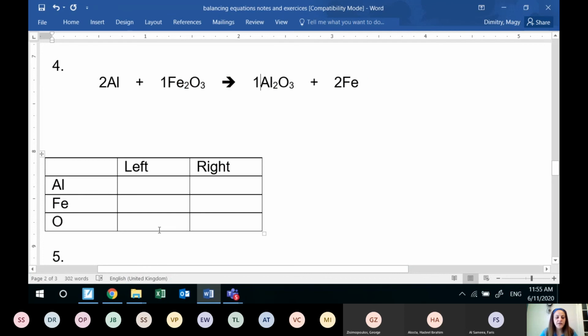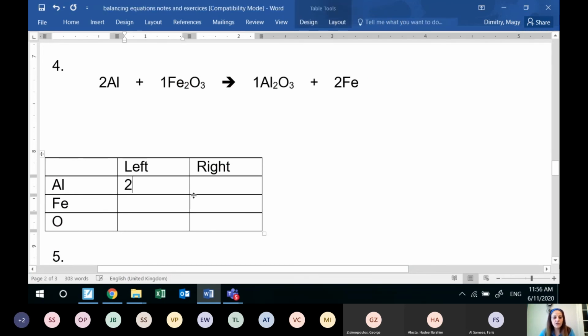If you want to use this verification tool, you can use it now. You say, okay, check. Left, I have 2. Now I have 2. Iron, now I have 2. And now after adding the 2, I have 2. Oxygen, 3 and 3. We're good. Okay.